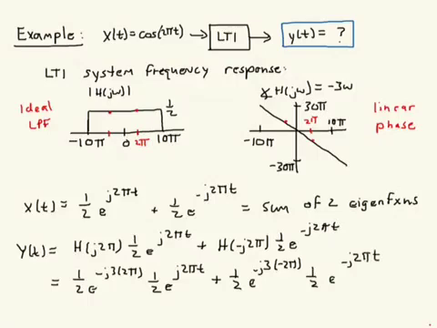So all we've done is use the eigenfunction property and read the value of the frequency response off these two graphs, off the magnitude and the phase graphs. So now we can reduce this a little bit. So let's change pages.